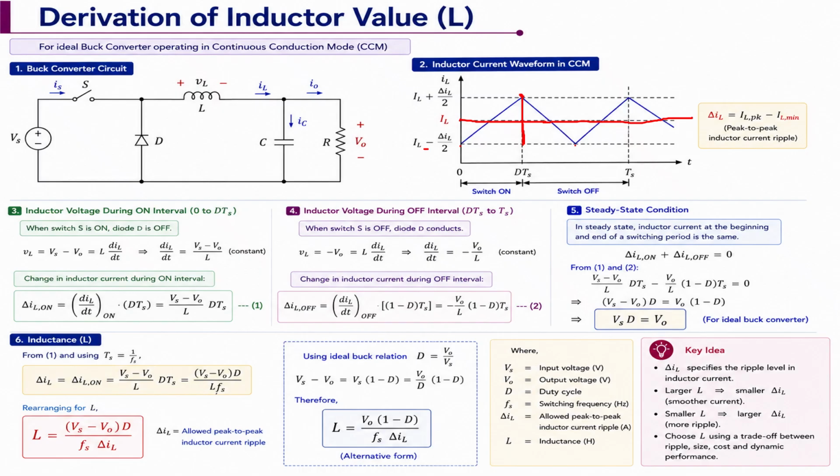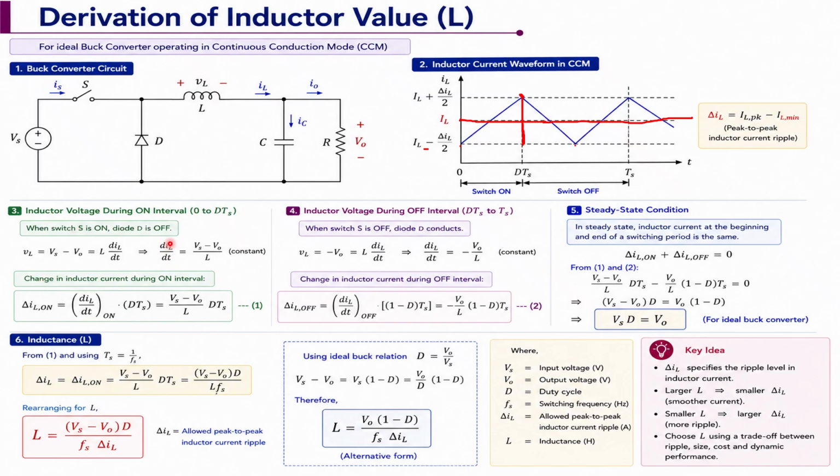Now we will see the inductor voltage during the on interval, which we obtained in the previous slide. VL, voltage across the inductor, is Vs, or V in, minus V naught. This can be written as L into dIL by dt. When you take L to the other side, dIL by dt is equal to (Vs minus V out) upon L. This is the condition when the switch is in the on condition.